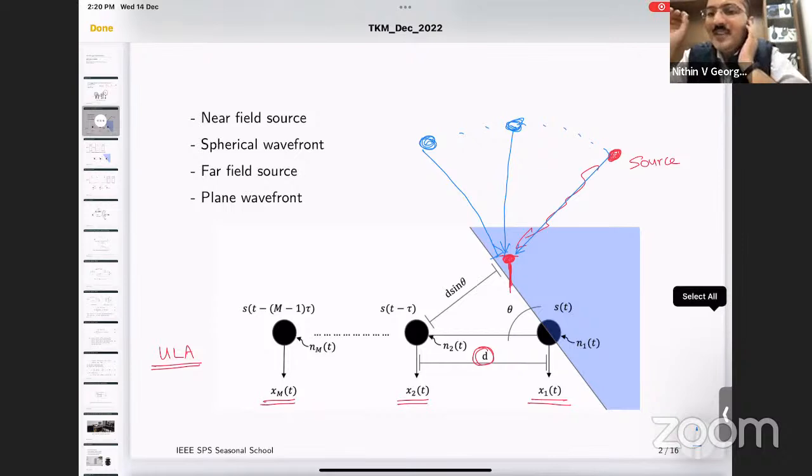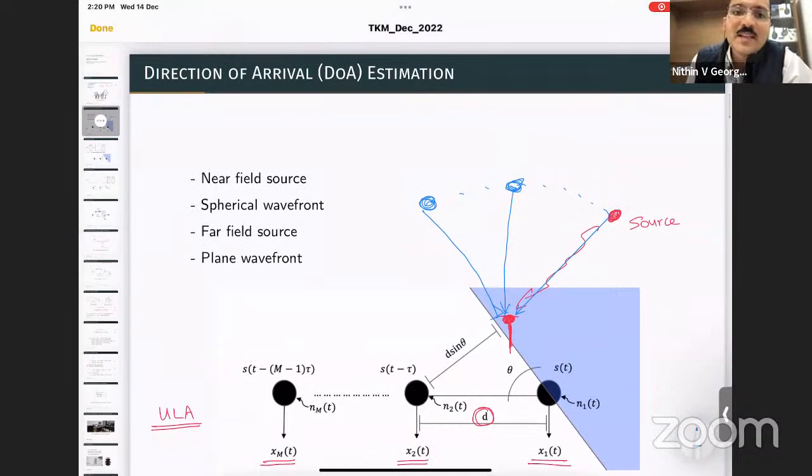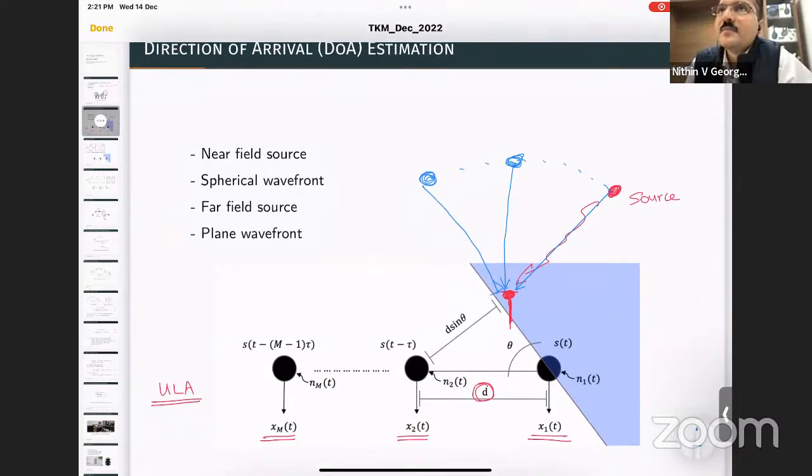So we can say that is the primary motivation with which we are going to start. That's where I wrote direction of arrival estimation. If I want to estimate the direction of arrival accurately, I may need an array of sensors. Any doubt on the motivation part?